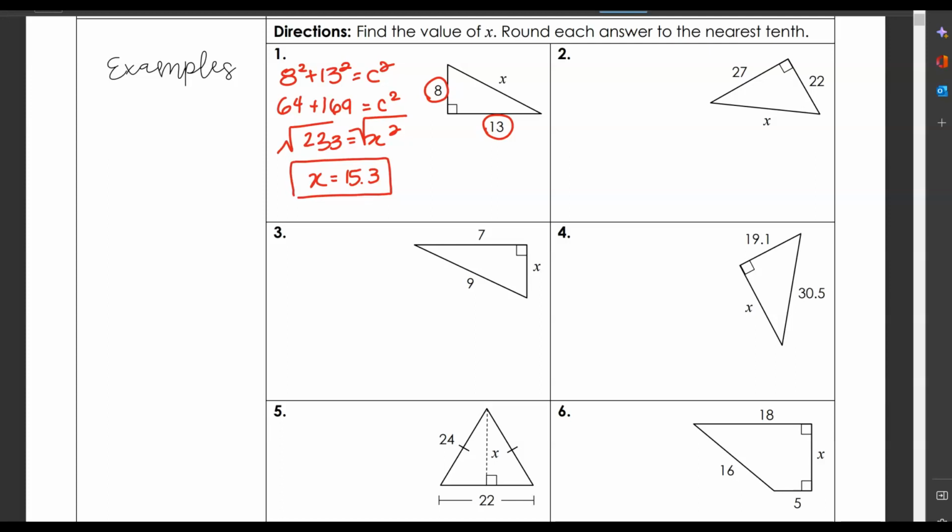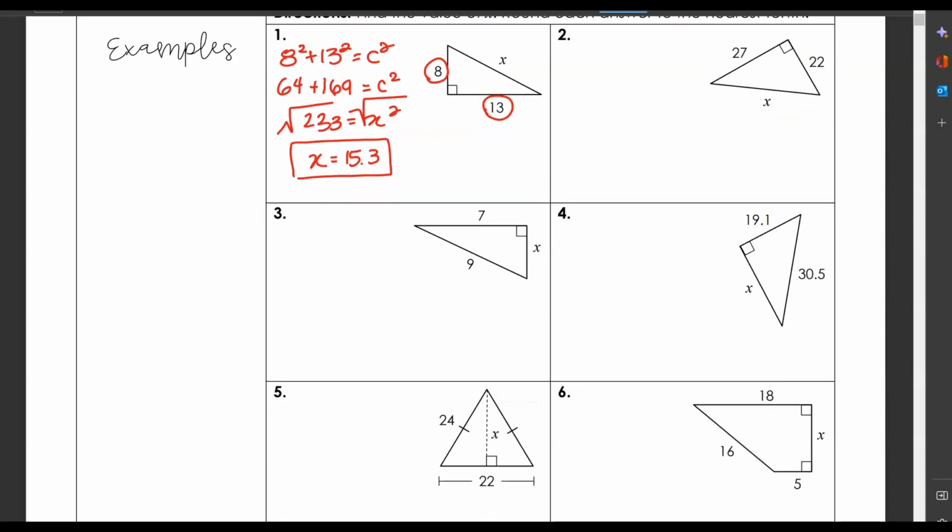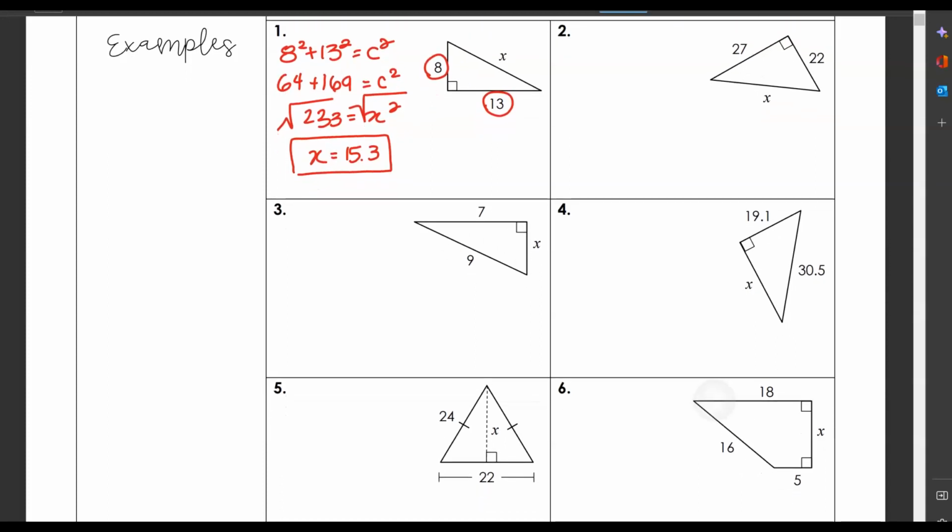There's our x value. All right, we're going to take a moment to try a couple of these. Let's look at, you know what? I'm going to have you try 2, 3, and 4.